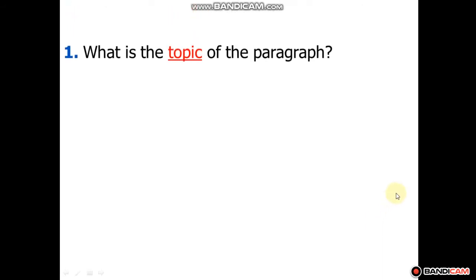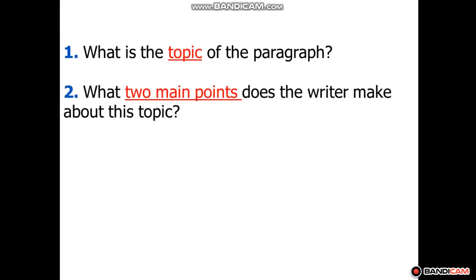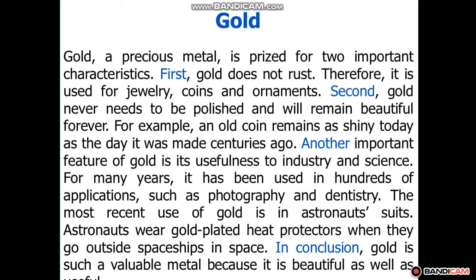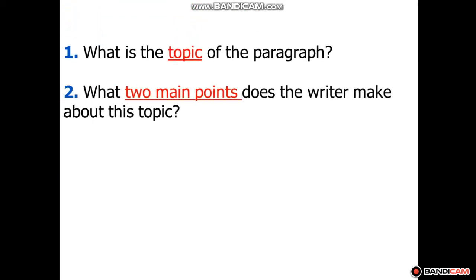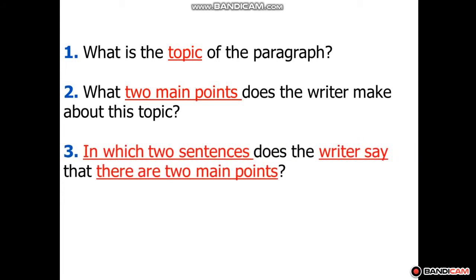Now, when we look at this paragraph, what is the topic of the paragraph? Gold, right? And what two main points does the writer make about the topic? Well, the topic could be very big. First of all, we will come to these points. That's the second question in the course of practice. And then the third question is, in which two sentences does the writer say that there are two main points? That's the third question.